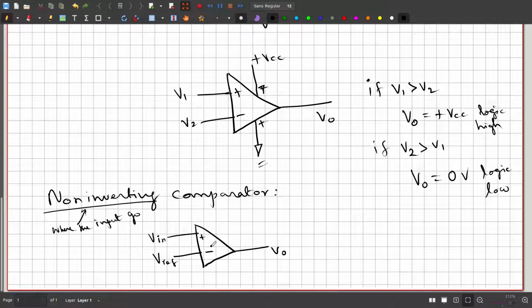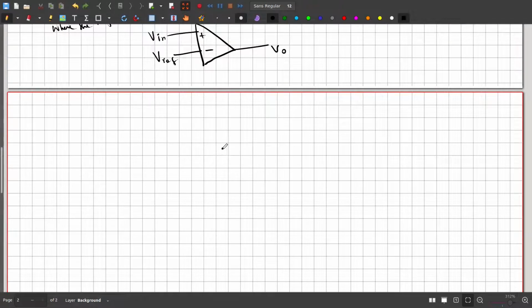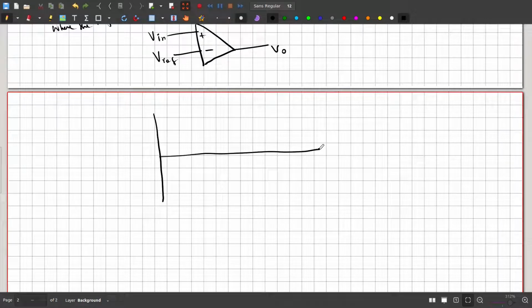So let's see how these voltages behave in a graph. Let me put it in a new page. Let our input be a triangle wave. So this is our reference voltage. Let me draw in another color. So this is our reference voltage, V reference, and let our input voltage be a triangle wave.